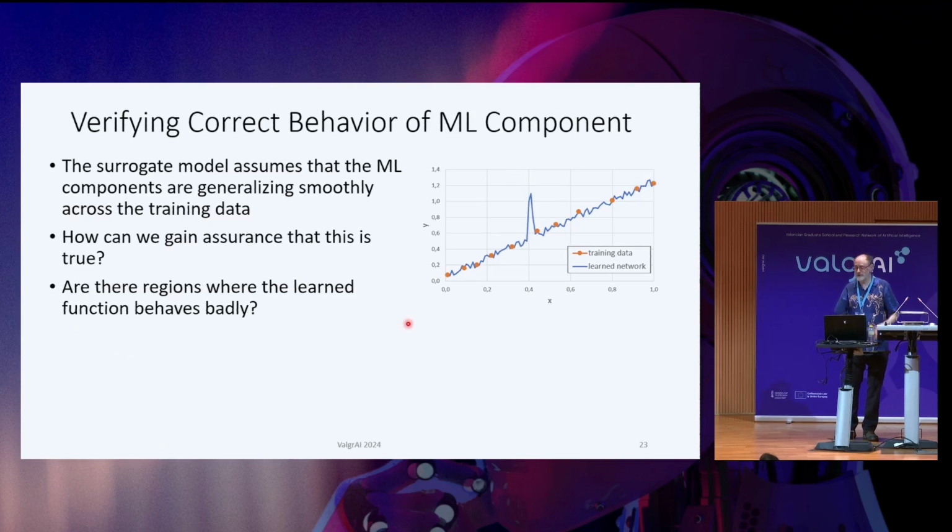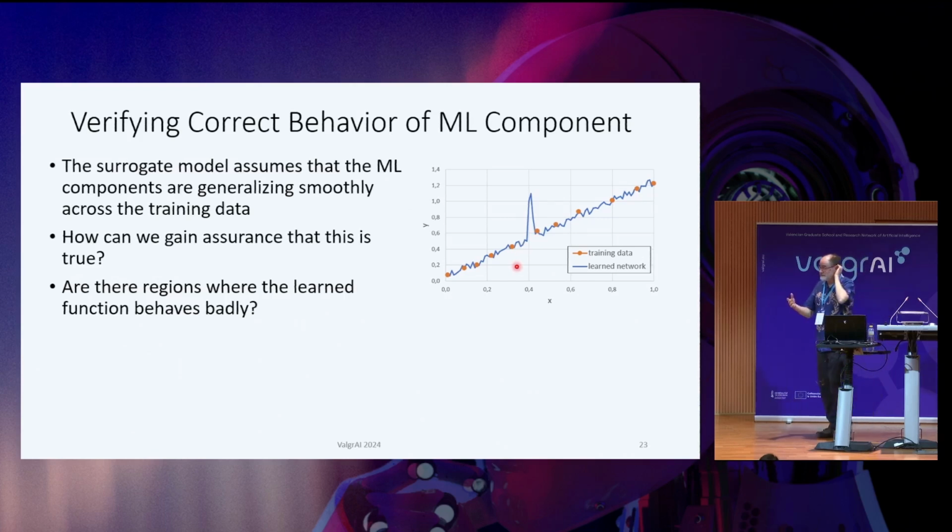So the problem with machine learning, of course, is that we can't guarantee what's happening in between our training data points. So here's a little toy example where the orange dots are intended to be our training examples. We have one input feature X, and this is our output value Y. And I'm just imagining that there's some bad spike that's hiding in between these two data points here, right?